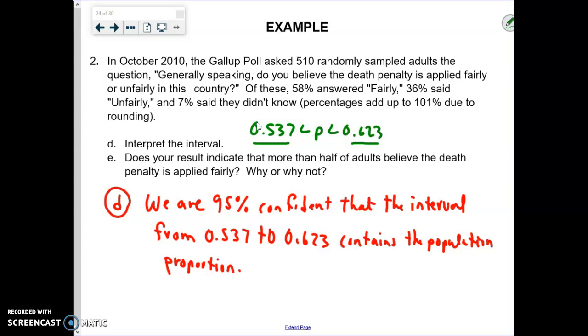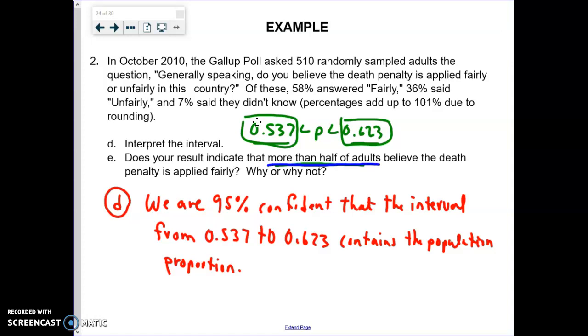Does your result indicate that more than half of adults believe the death penalty is applied fairly? We believe with a certain degree of confidence that the population parameter is somewhere between 0.537 and 0.623. We believe that p, the population parameter of adults that believe the death penalty is applied fairly, lies within that interval. Well, if that's the case, then that entire interval is above 0.5. So, in other words, this statement, more than half of adults believe the death penalty is applied fairly, should be correct, okay?